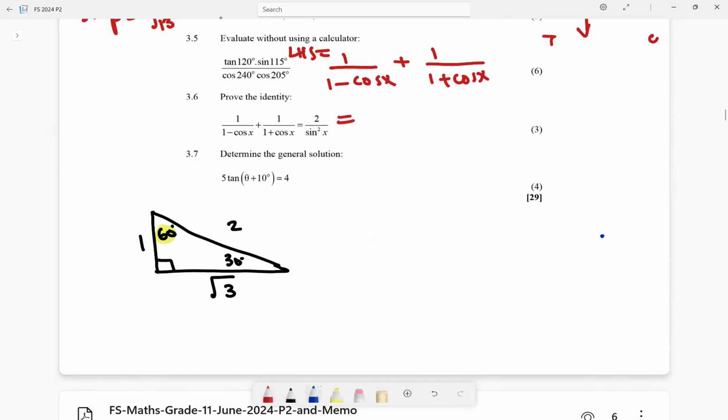Then you check here. Can you have the LCD? Remember, if you have 1 divided by b plus 1 divided by c, the LCD is b multiplied by c. Okay? So similarly, here the LCD will be this one multiplied by that one.